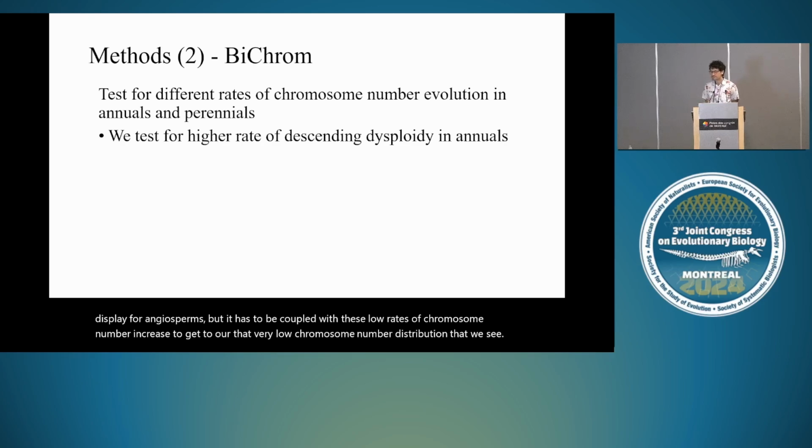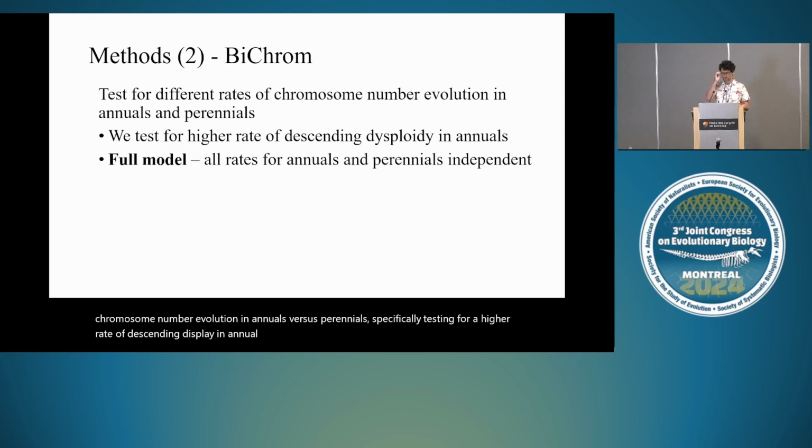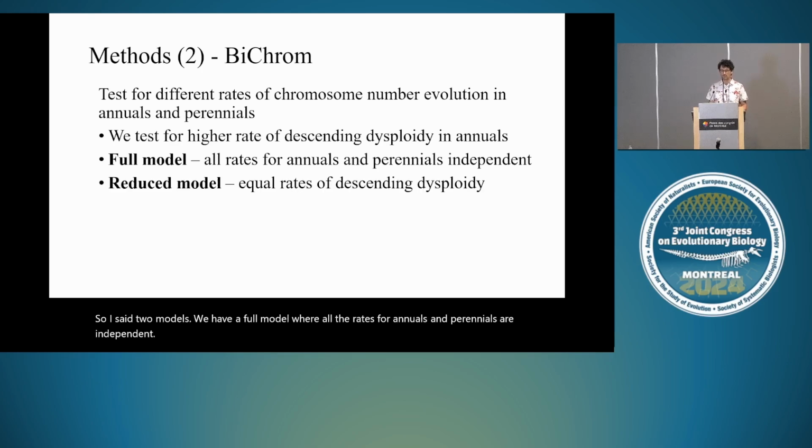Okay, so to test the second question about the role of annual species in the group, I used a model called bichrome, which is very similar to Revell, except that it allows for distinct rates based on a given trait. So in this case, I'm testing for different rates of chromosome number evolution in annuals versus perennials, specifically testing for a higher rate of descending disploidy in annual species. So I fit 2 models. We have a full model where all the rates for annuals and perennials are independent, and then a reduced model which just has equal rates of descending disploidy for both of these groups.